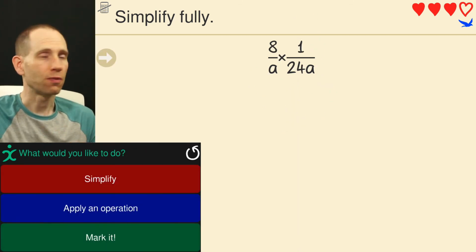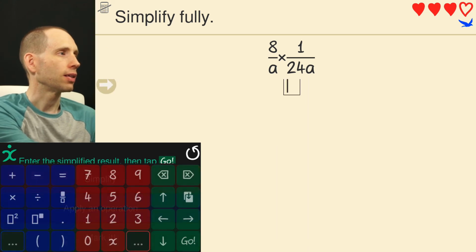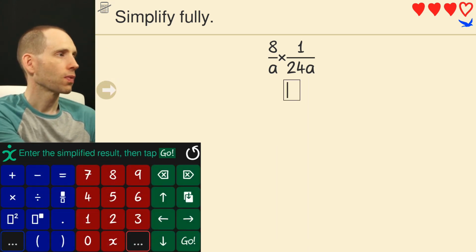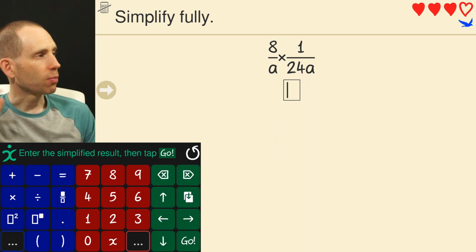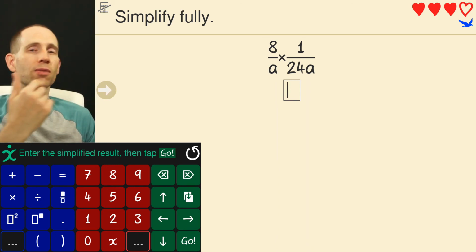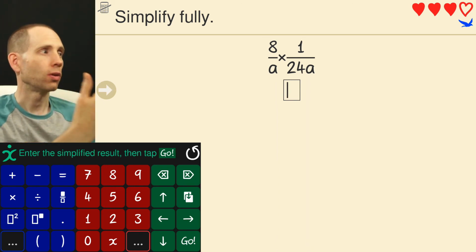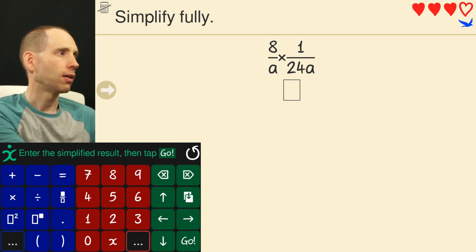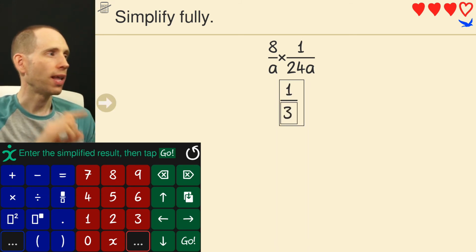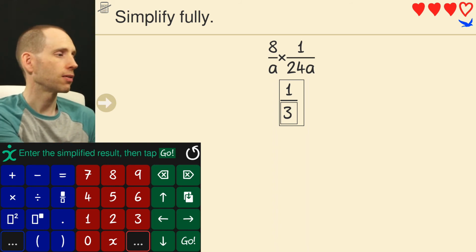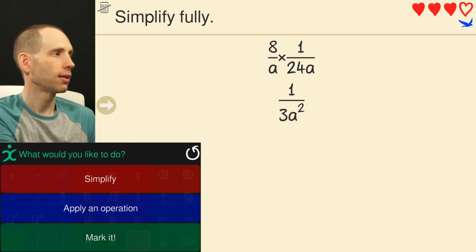You do as many as you feel you need to until you've got the idea, and then we'll finish the topic. So an 8 in the top divided by a 24 in the bottom. 8 divided by 24 is 1 over 3. So I'm going to get 1 in the top. I'm going to get 3 in the bottom. And I've got an a times an a in the denominator. So that is a squared.